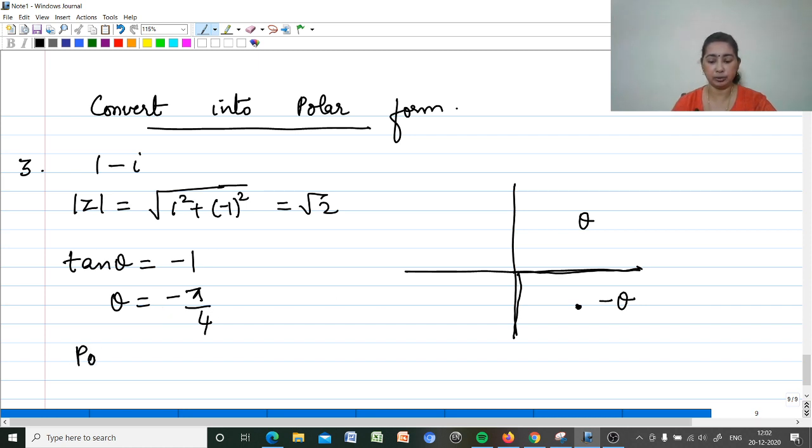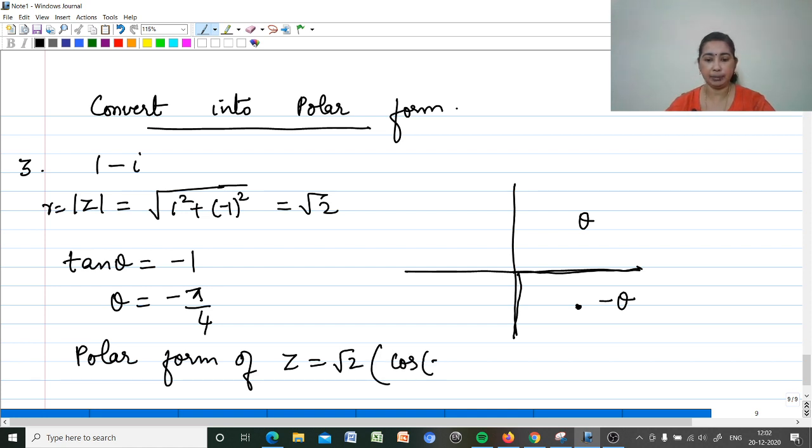Therefore in the polar form, z is equal to r into, r is modulus, that is root 2 into cos of minus pi by 4 plus i sin of minus pi by 4.